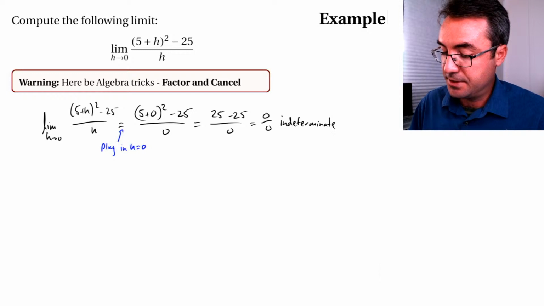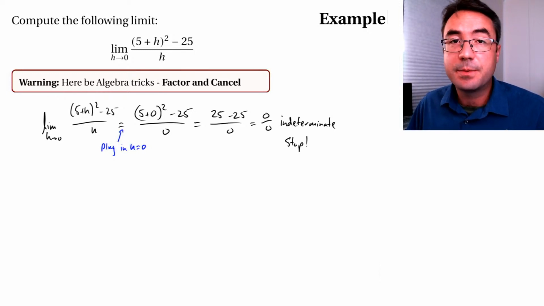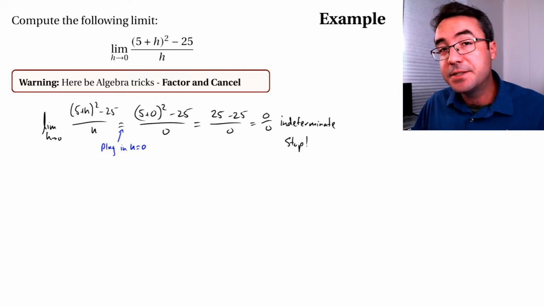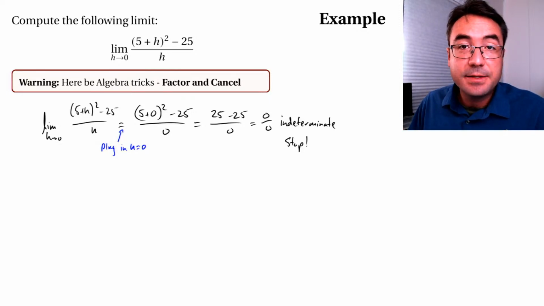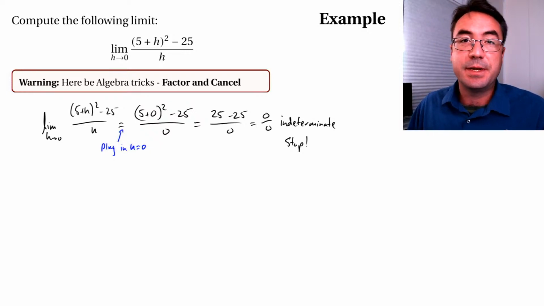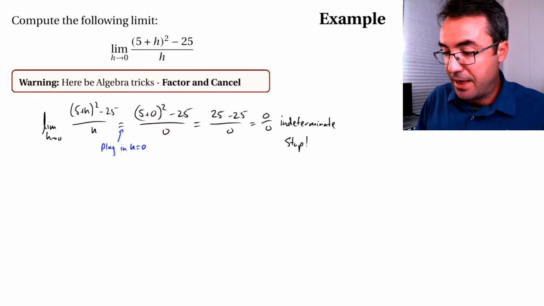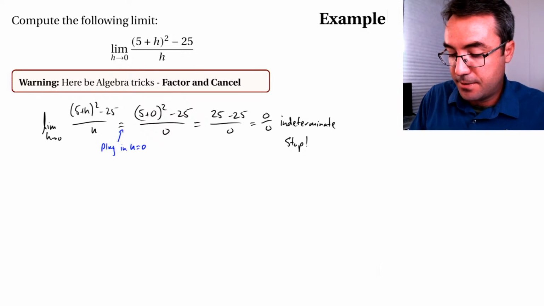We don't know what it does, so we have to stop. It's an indeterminate form. Might be infinity, might be minus infinity, might be undefined, might be a number. We have absolutely no idea what this limit does based on 0 over 0. So this plugging in method doesn't work.